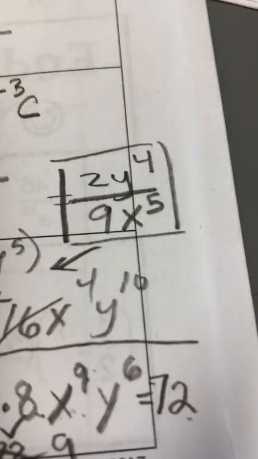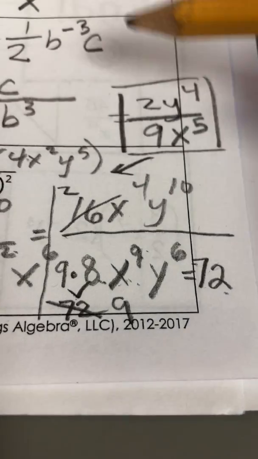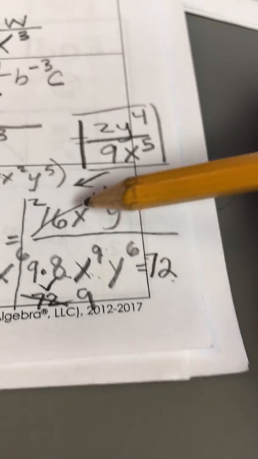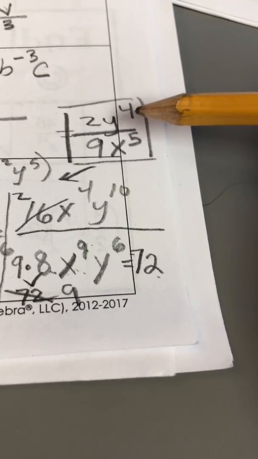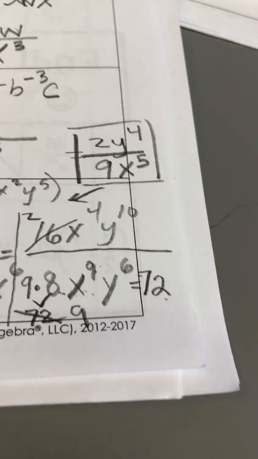So if you take a look at that and take a look at how I got that, we have our x's that I was subtracting and the y's that I was subtracting, and then I took care of my positive and negative exponents. Oh, 15 minutes later, bye.